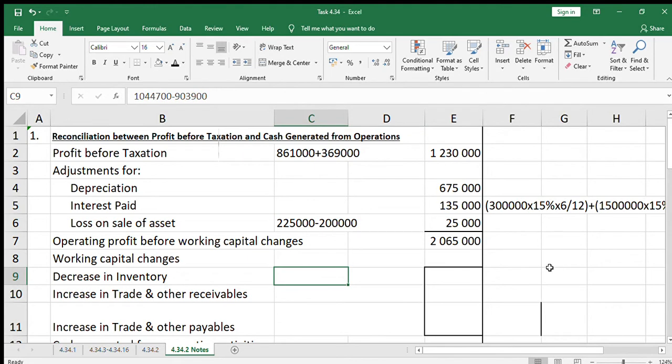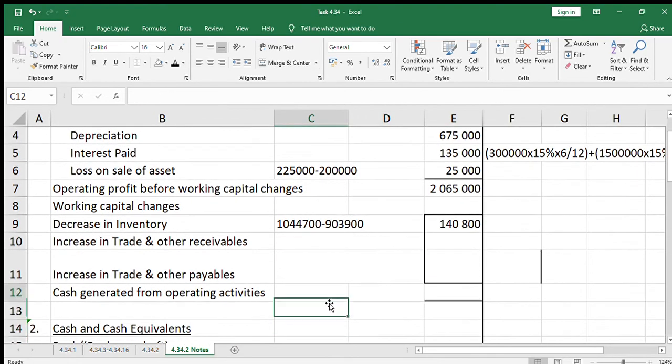Okay, so if you look at our balance sheet, inventory has decreased between the current year and the previous year. Right? So here's your calculation. Remember, if there's a decrease in inventory, okay, the cash effect is actually positive because it means that inventory was sold, cash came into the company. Then we have trade and other receivables.